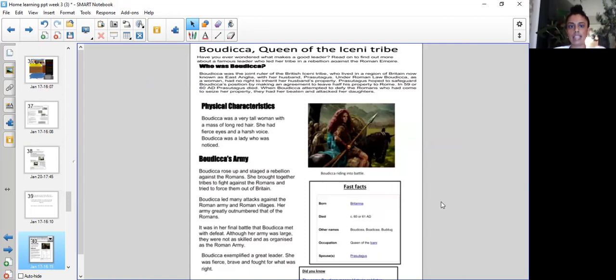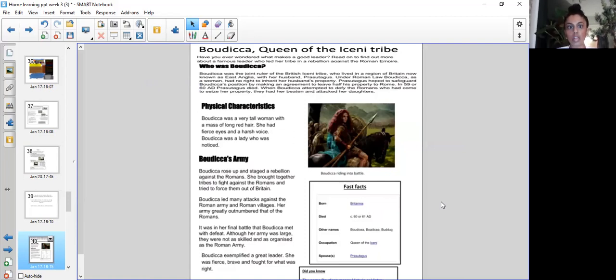Boudica, queen of the Iceni tribe. Have you ever wondered what makes a good leader? Read on to find out more about a famous leader who led her tribe in a rebellion against the Roman Empire. Who was Boudica? Boudica was the joint ruler of the British Iceni tribe who lived in a region of Britain now known as East Anglia with her husband, Prasutagus.